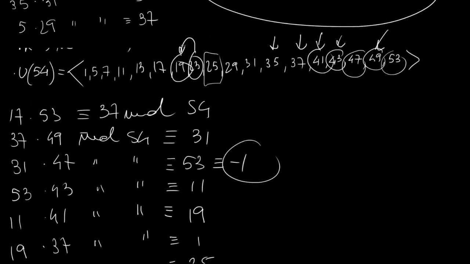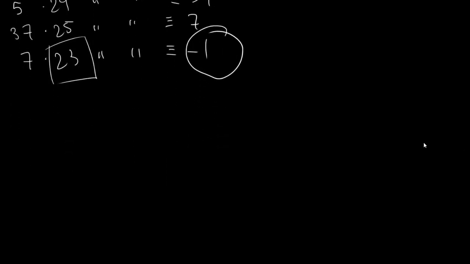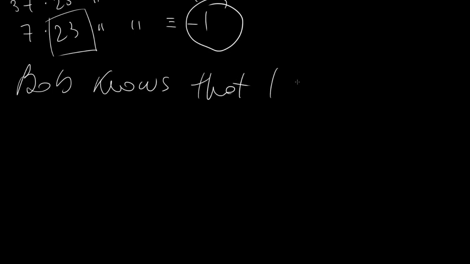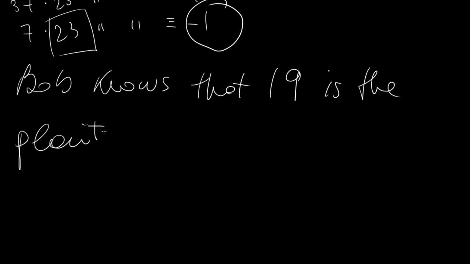So after 23, he knows that the next one he'll multiply is 19. So Bob knows that 19 is the plaintext. And this is how the algorithm works.